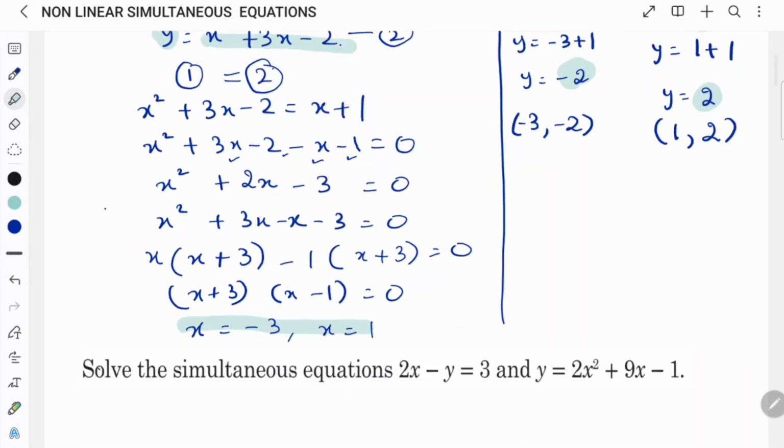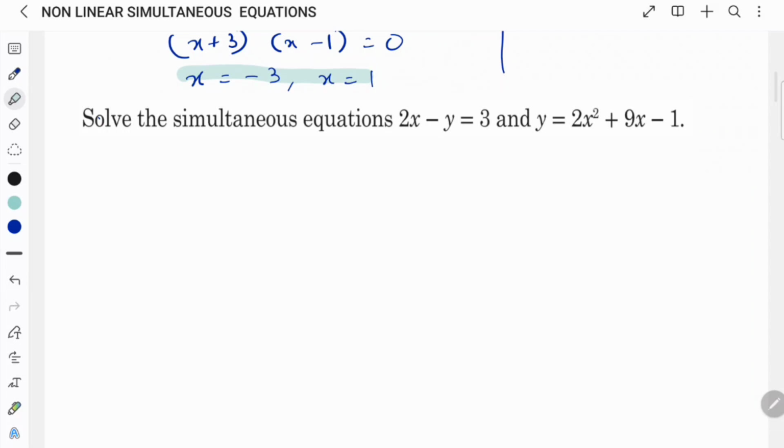Okay. The second question is solve the simultaneous equation 2x minus y is equal to 3 and y is equal to 2x square plus 9x minus 1. I've told you, you will have to check which one is the linear and which one is the quadratic equation. So this is your linear equation, and y is equal to 2x square plus 9x minus 1 is the quadratic equation. All right.